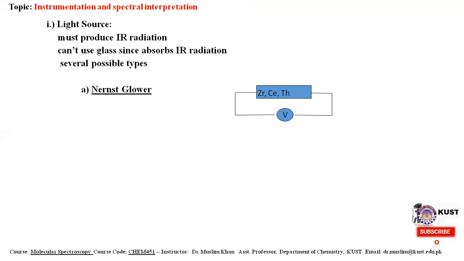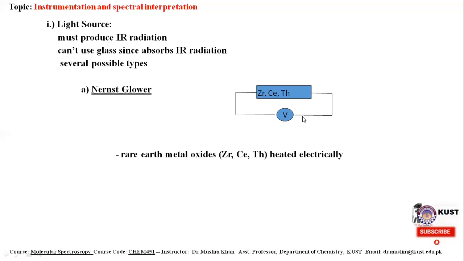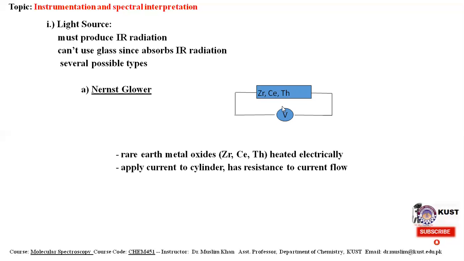For example, the first one is the Nernst glower. What is the Nernst glower? Rare earth metal oxides like zirconium, cerium, thorium are heated electrically. We apply current to the cylinder, which has resistance to current flow. So this generates heat of 1200 to 2200 degrees centigrade.